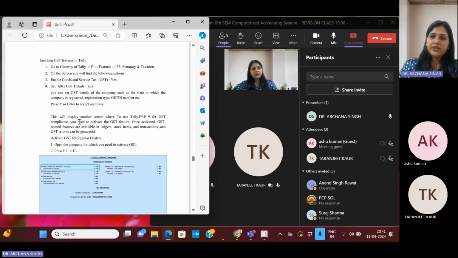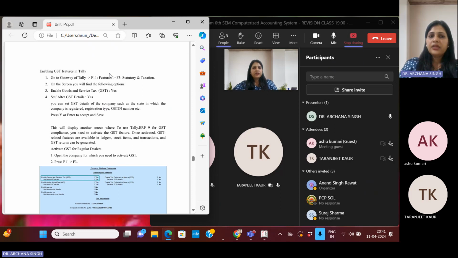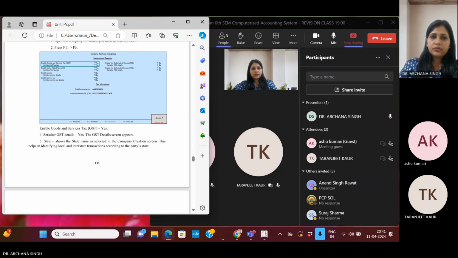जैसे मैंने अभी बताया था in very starting of my class, what you had to do, you had to go to the GST Tally main gateway of Tally, where you had to go to the statutory and taxation features option. वहां पे आपका ये वाला window appear होगा. These steps I already had told you.